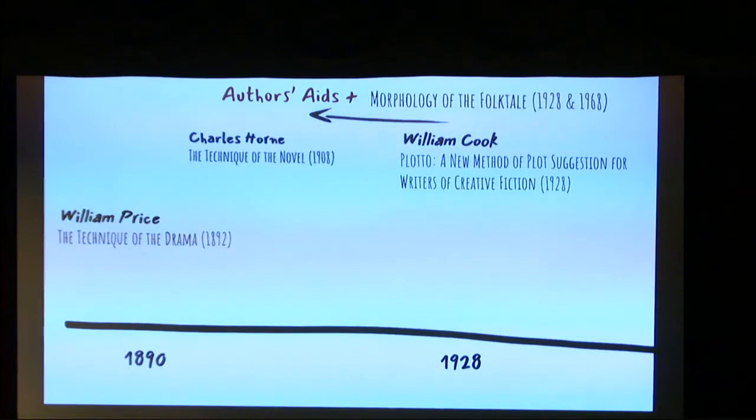Now, alongside the periodicals, the journals, you also have a flourishing of books that are kind of extensions of Polti's, similar to Polti's book. William Price wrote in 1892, The Technique of Drama. So note this word technique. It's technical. It's how to write, almost like a formulaic attempt to derive a formula for the writing of drama. 1908, The Technique of the Novel. Again, this word, technique, they really love this word in the early 20th century.